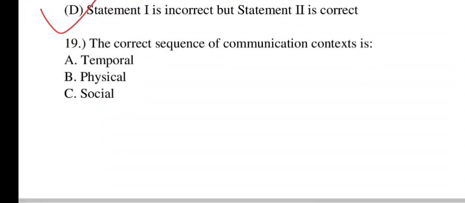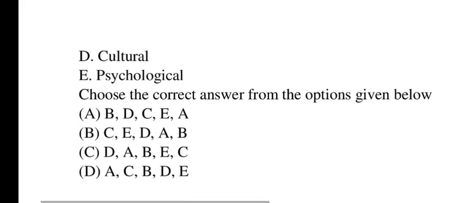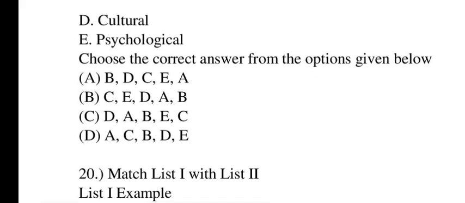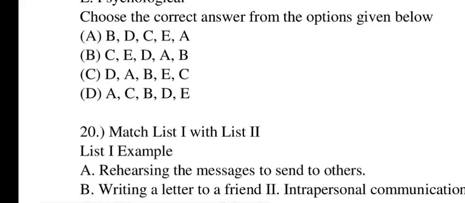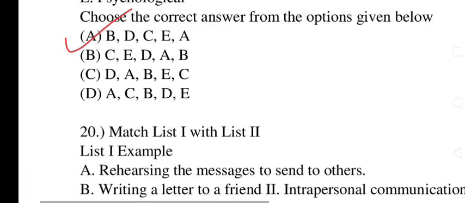Question 19 says the correct sequence of communication contexts is what? A, B, C: temporal, physical, social, D: cultural, E: psychological. Now choose the correct answer from the options given below. Number 19, option A will be correct: B, D, C, E, A, E. This chronology will be correct.